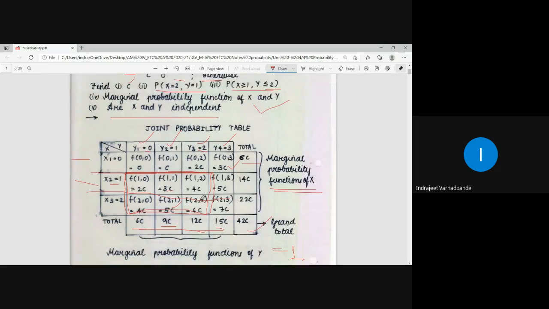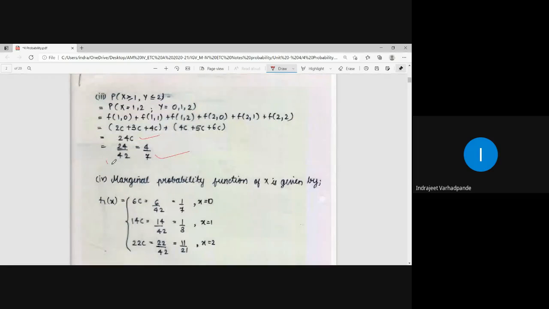I hope you understand this. X greater than or equal to 1 means 1 and 2, the highest value x can take. And y should be less than or equal to 2 means y should be moving from 0 to 2. So only this particular box comes into the picture for the calculation. You add them together. Do not blindly take these values, because these are the additions of all the rows. Here the full values are not asked. Only we will be dealing with 2 plus 3 is 5, 5 plus 4 is 9, 9 plus 11 is 20, and 20 plus 4 is 24c. So 24 upon 42 is 4 by 7.